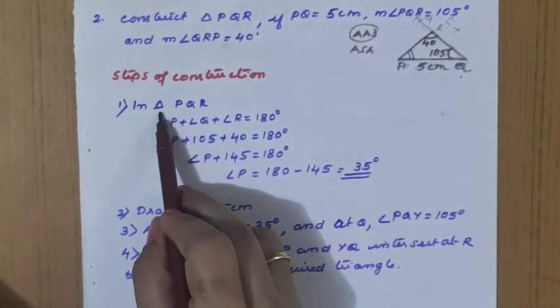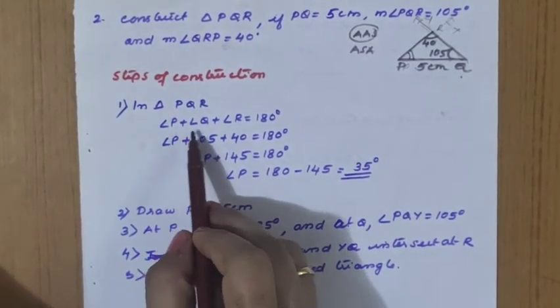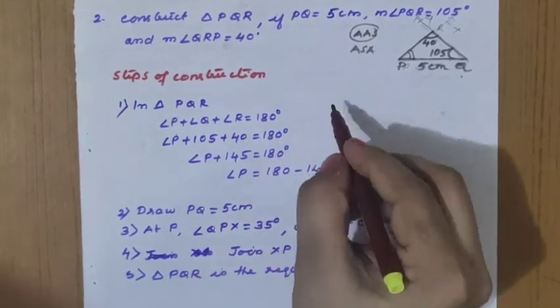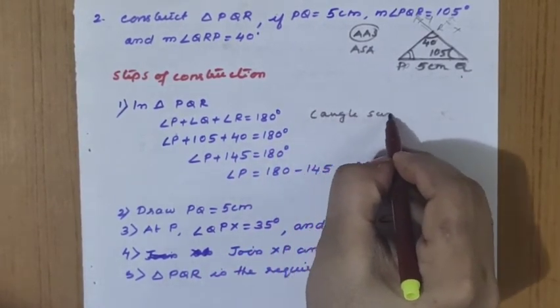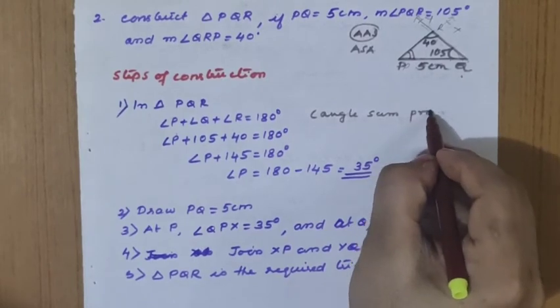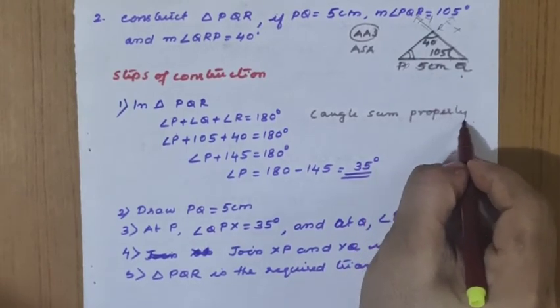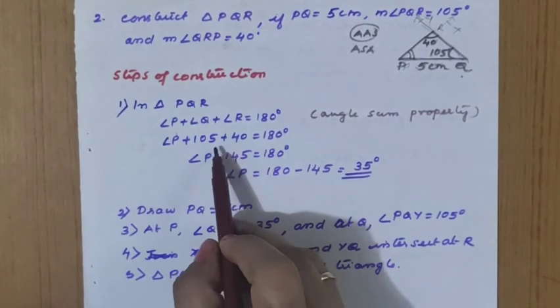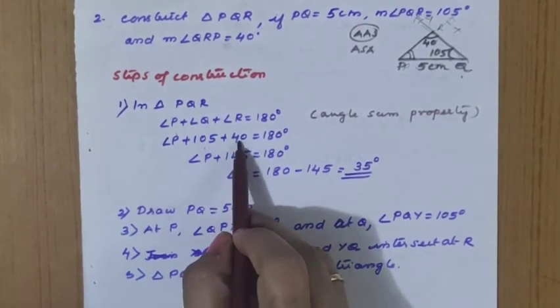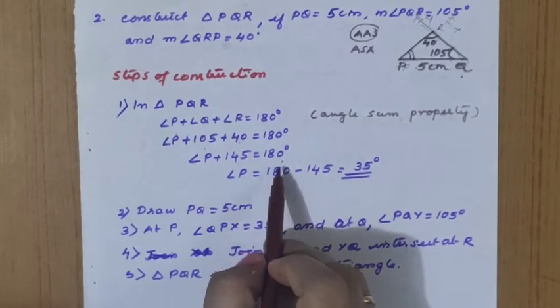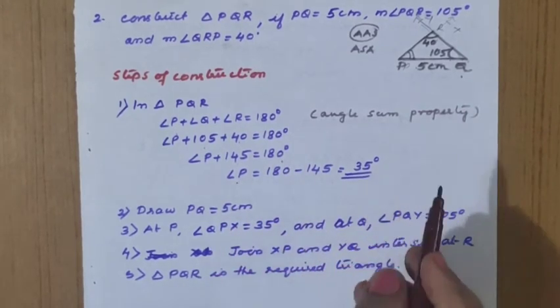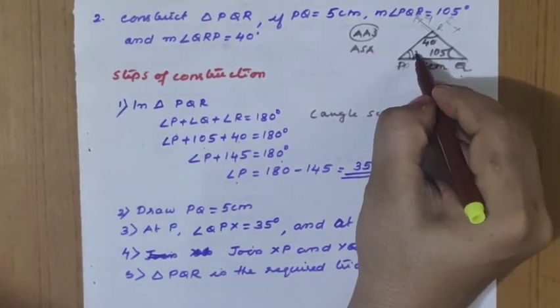So I'll write here, in triangle PQR, angle P plus Q plus R equal to 180 degrees. What is the rule there? Angle sum property. By substituting the values, Q as 105, R as 40 degrees, angle P plus 145 equal to 180 degrees, therefore angle P equal to 35. Now I can write 35 here.